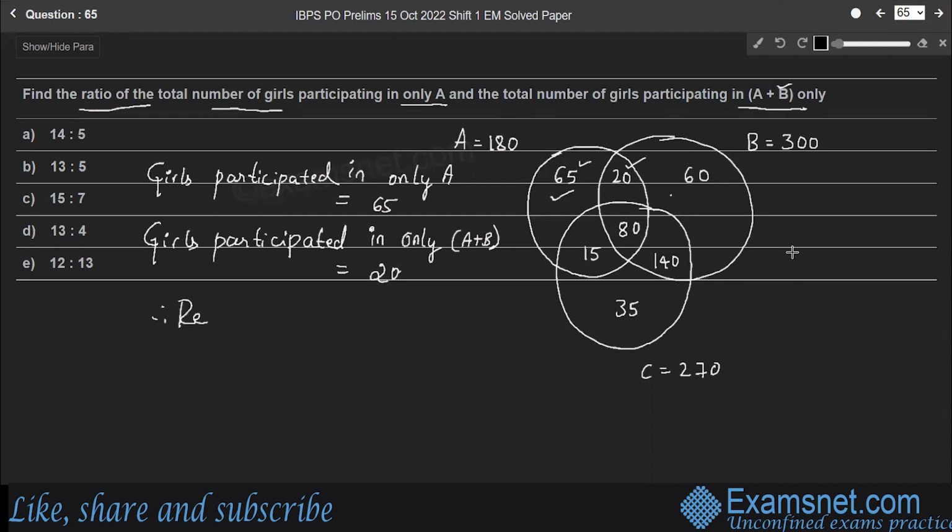Therefore, required ratio is 65:20. Both the numbers are divisible by 5. So 5 into 13 is to 5 into 4. 13:4 is the required ratio. Therefore, option D is the right answer.